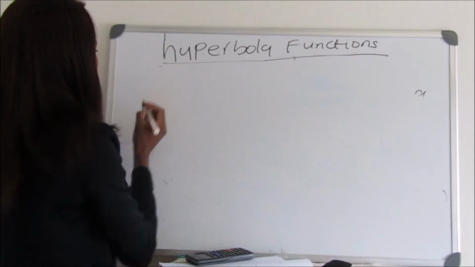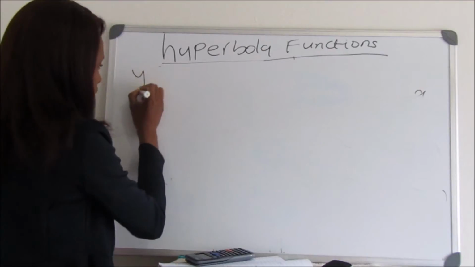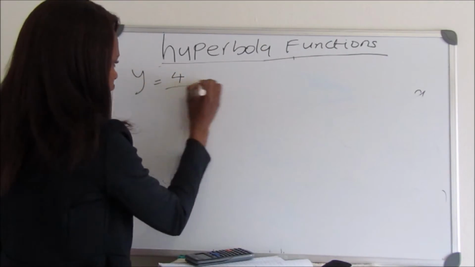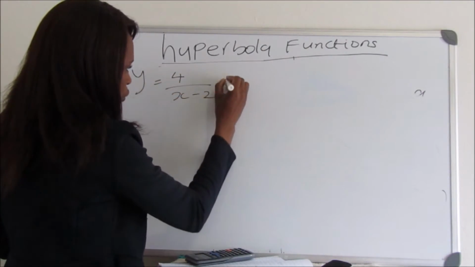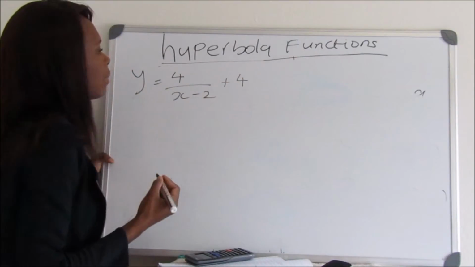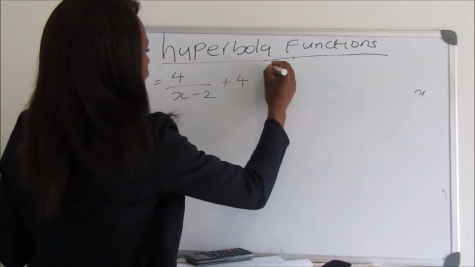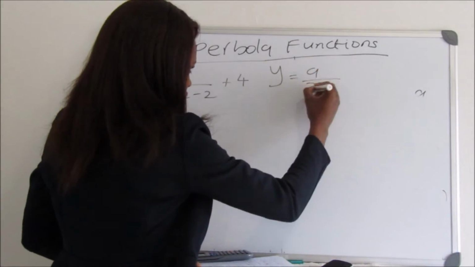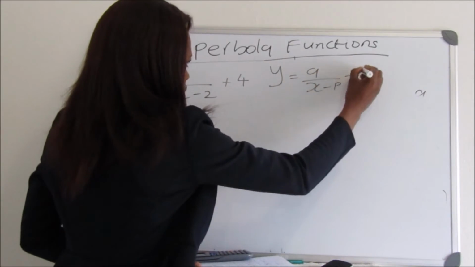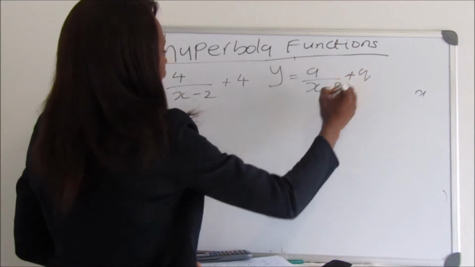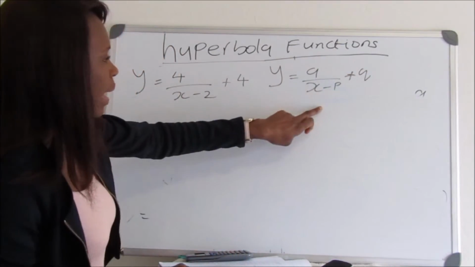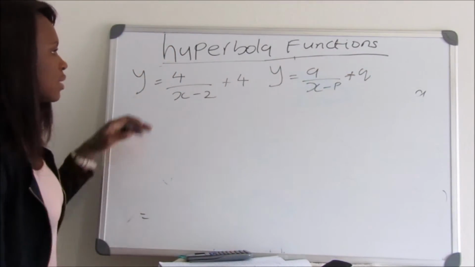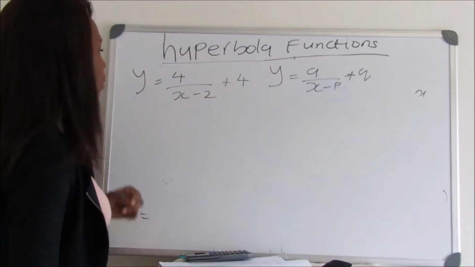We have a question here: y equals 4 divided by x minus 2, plus 4. Remember our equation for hyperbola functions: a divided by x minus p, plus q. This is our standard equation for hyperbola graphs.